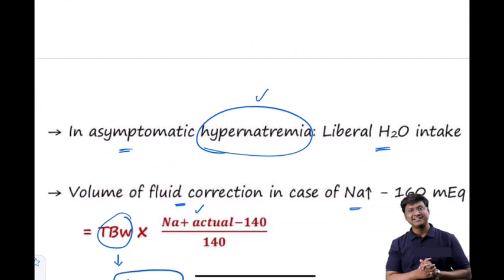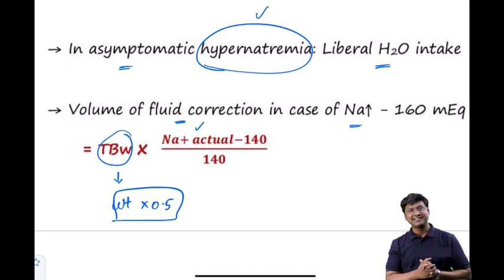So please remember how to calculate the quantity of fluid that you have to give in the treatment of hypernatremia. Please remember this formula: total body water multiplied by actual sodium minus 140, divided by 140. So this is a quick revision on hyponatremia as well as hypernatremia.